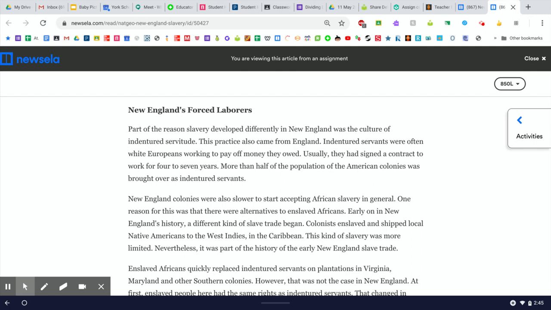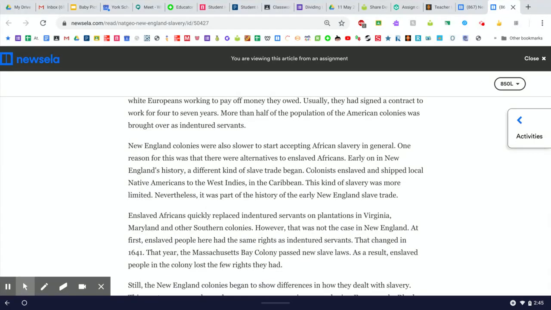Early on in New England's history, a different kind of slave trade began. Colonists enslaved and shipped local Native Americans to the West Indies and the Caribbean. This kind of slavery was more limited. Nevertheless, it was part of the history of the early New England slave trade.